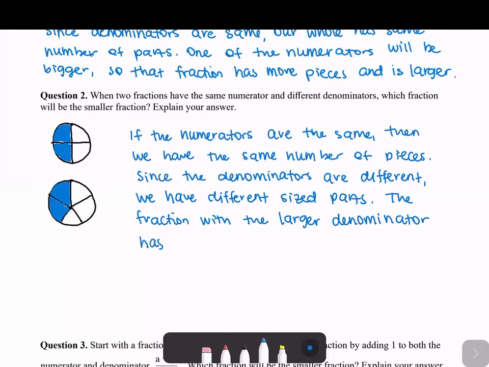And so our whole is broken up into smaller parts, right? 1/5 is smaller than 1/4. So the fraction with the larger denominator has smaller parts and is smaller overall.